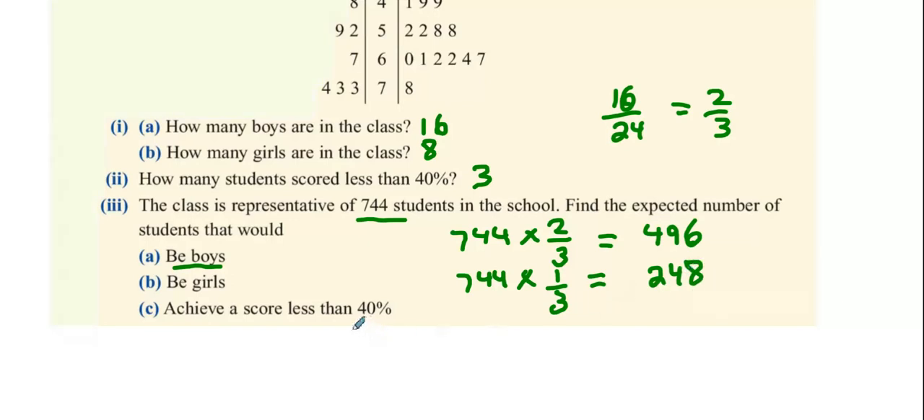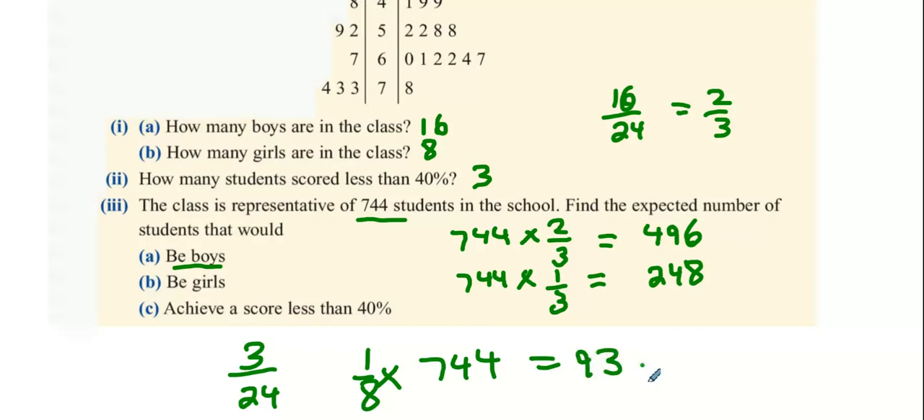Now, achieving a score less than 40%. How many people achieve less than 40%, Charlie? 3 out of 24 in the class, which would be 1 in 8. Multiply that by your 744, and you get 93. Okay, it's the method we're after, not just the answer, but the methods. Anybody get that? Okay, awesome.